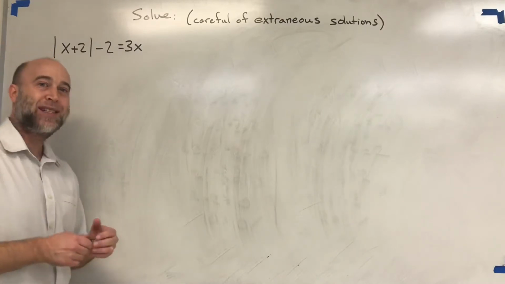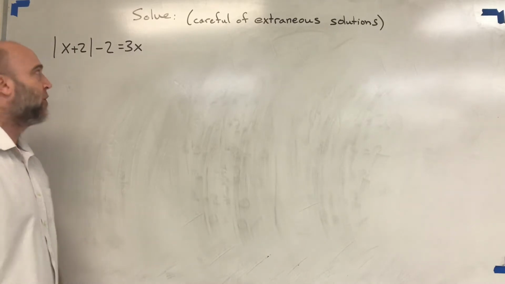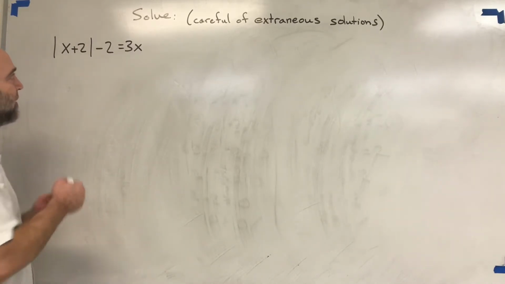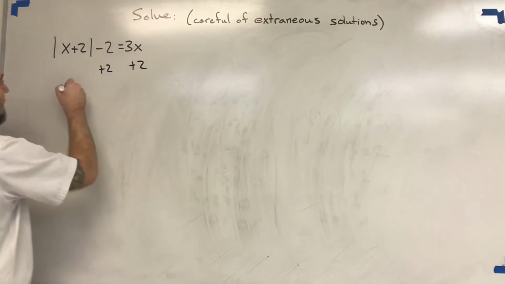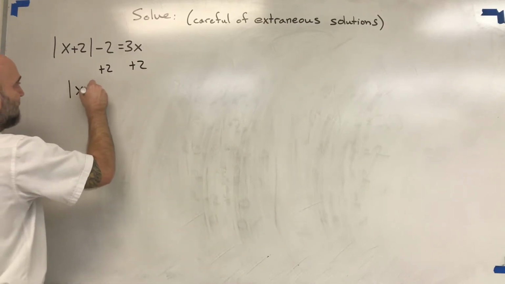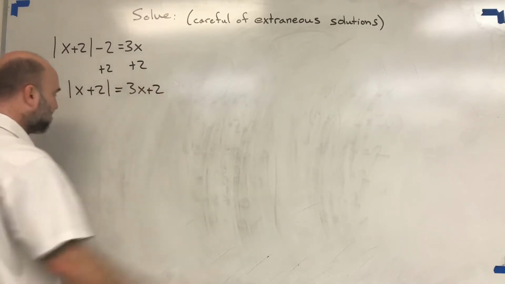So you remember what I said to do first? We have to get the absolute value by itself. So we want to isolate the absolute value. I'm going to go ahead and add 2 to both sides, plus 2, plus 2. I now have the absolute value of x plus 2 equals 3x plus 2.